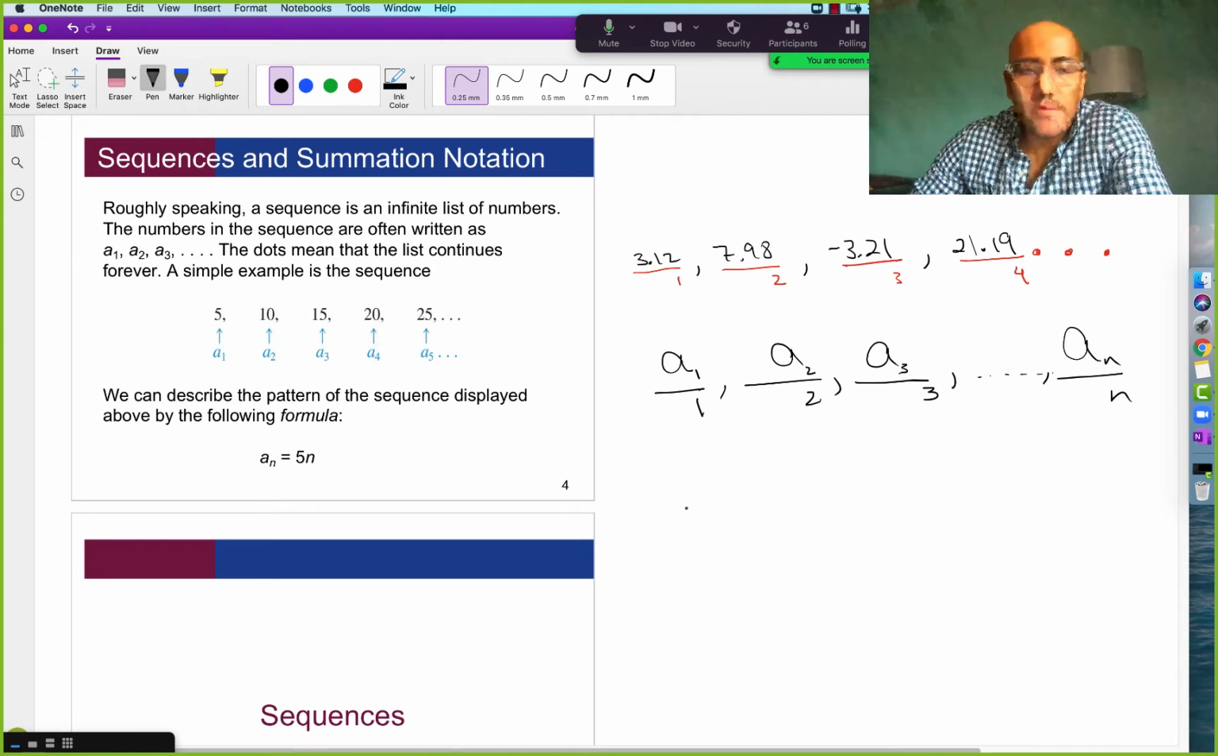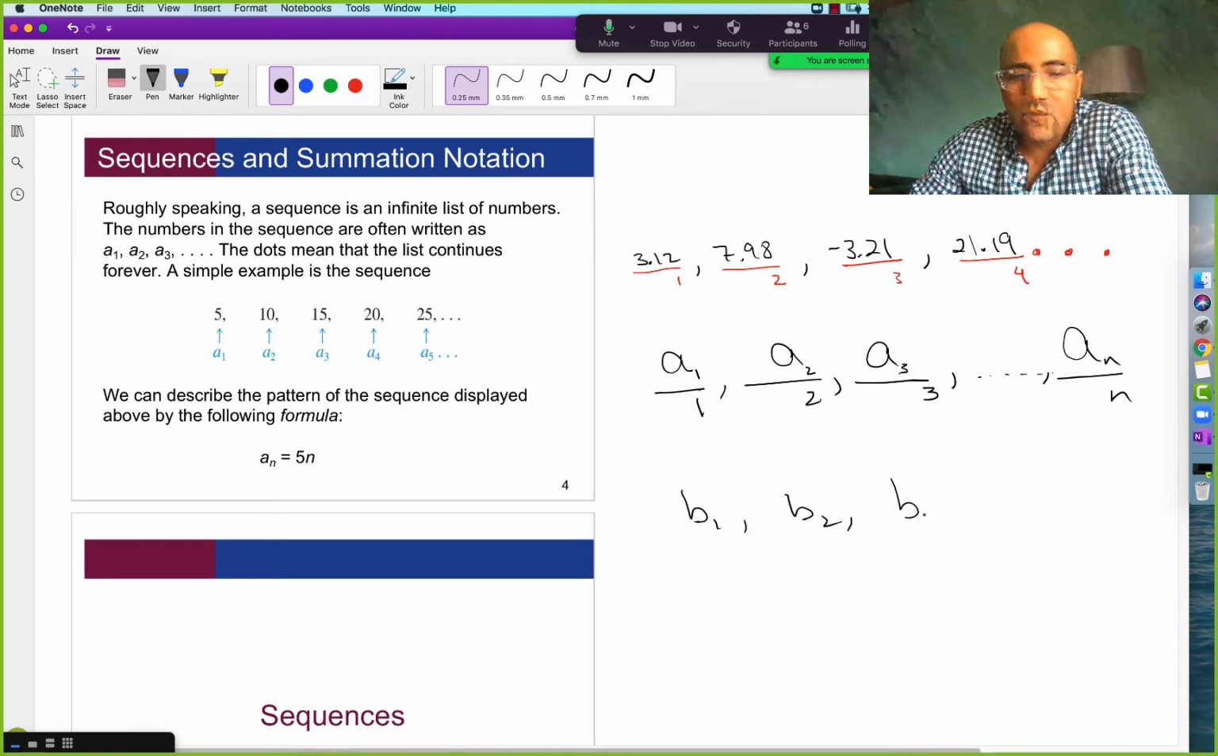We can also use any other letter: b sub 1, b sub 2, b sub 3, and so on. Because I'm using a different letter, this notes that this is one sequence and this is a different sequence, since I'm using a different variable to identify it. Good? Okay.